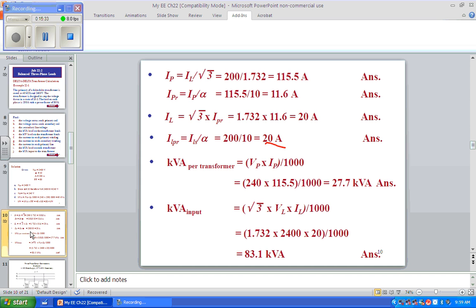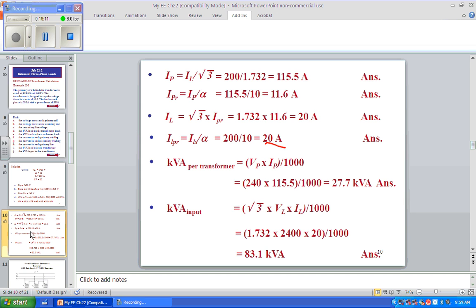Where do we get this 115.5 amps? What is that? Current in the primary? 200. Oh, because it's three-phase power, we have to use the square root of 3. Line current divided by square root of 3 will give us phase current. So our phase current is 115.5 amps. There we go. Okay, that's where that comes from, our primary voltage and our primary current. Our primary current is 115.5 amps.